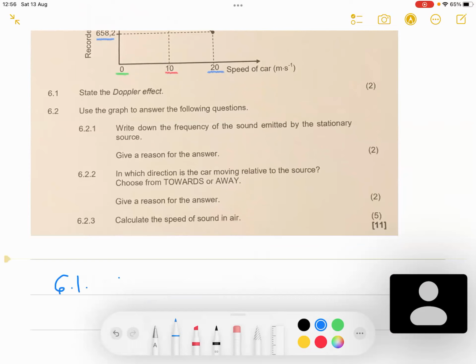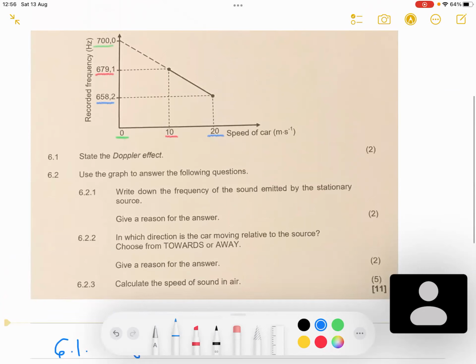Okay, 6.1, that's the definition. Okay, 6.2. Use the graph to answer the following questions. Okay, so 6.2.1, write down the frequency of the sound emitted by the stationary source. So how do we know what is the frequency of the stationary source?